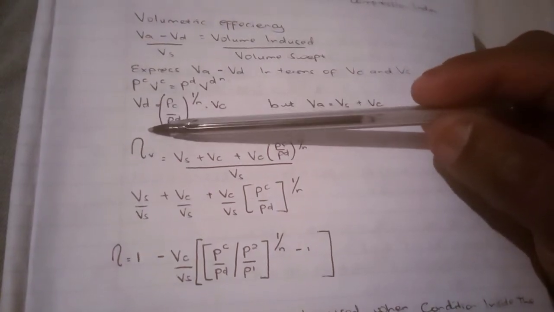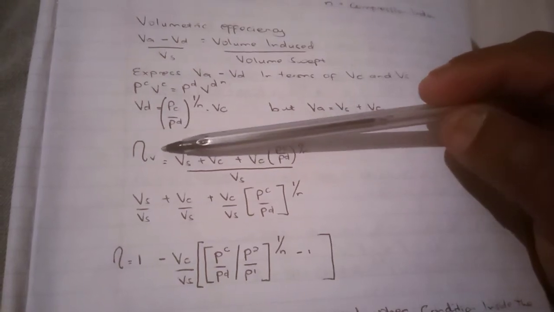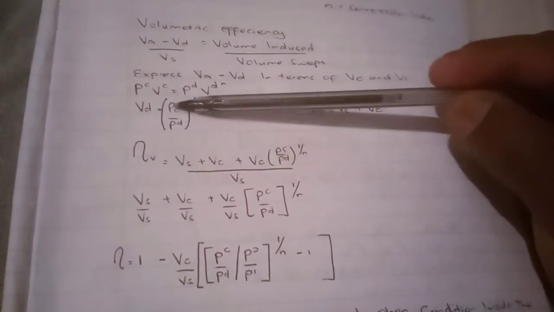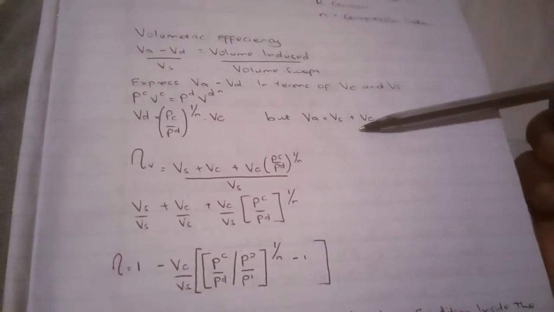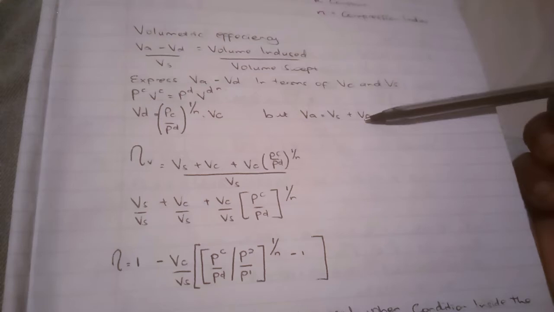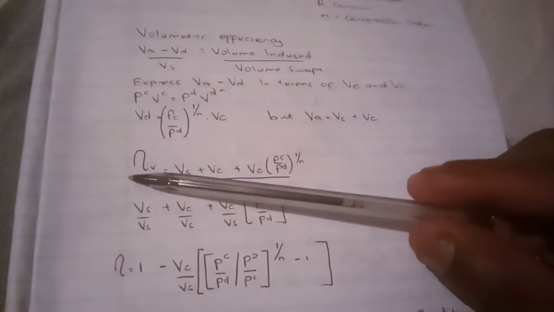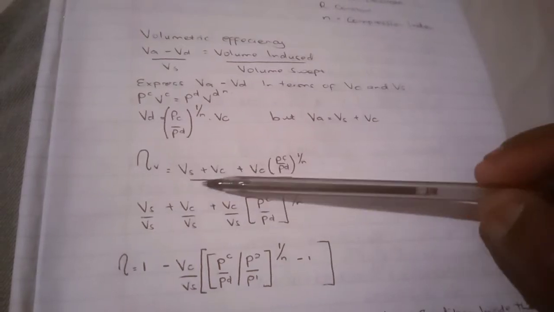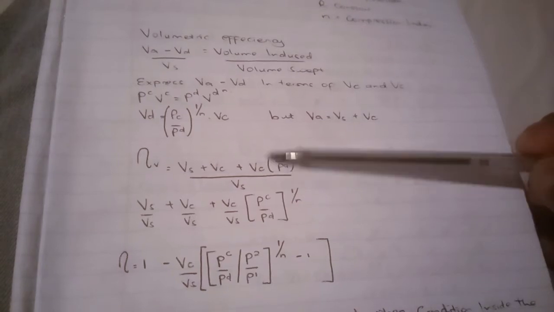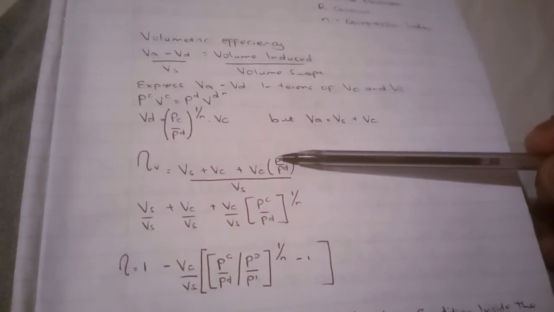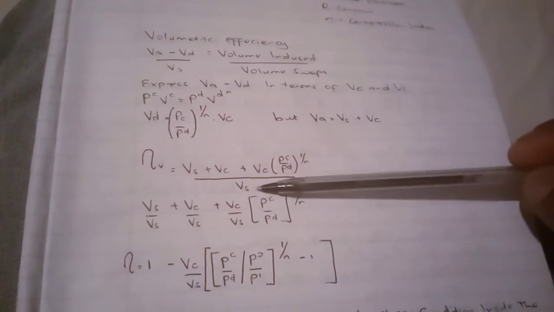To express the term VD in terms of VC, this is what you get after evaluating. But VA is equal to VS, the volume swept, plus the clearance volume. After evaluating all the equations, you get that volumetric efficiency is equal to (VS plus VC minus VC (PC over PD) raised to power 1 over n) over VS.